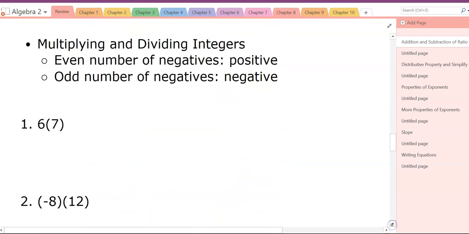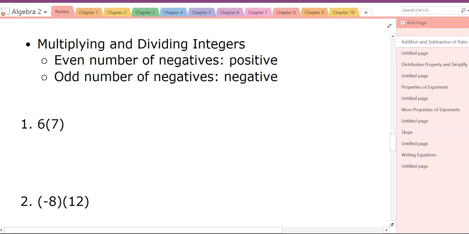Now when it comes to multiplying and dividing integers, if you have an even number of negatives, your final answer is going to be positive, and if you have an odd number of negatives, your final answer is going to be negative. Remember, anytime you have a negative times a negative, or a positive times a positive, your final answer will always be positive. And if they have opposite signs, then it's always going to be negative.